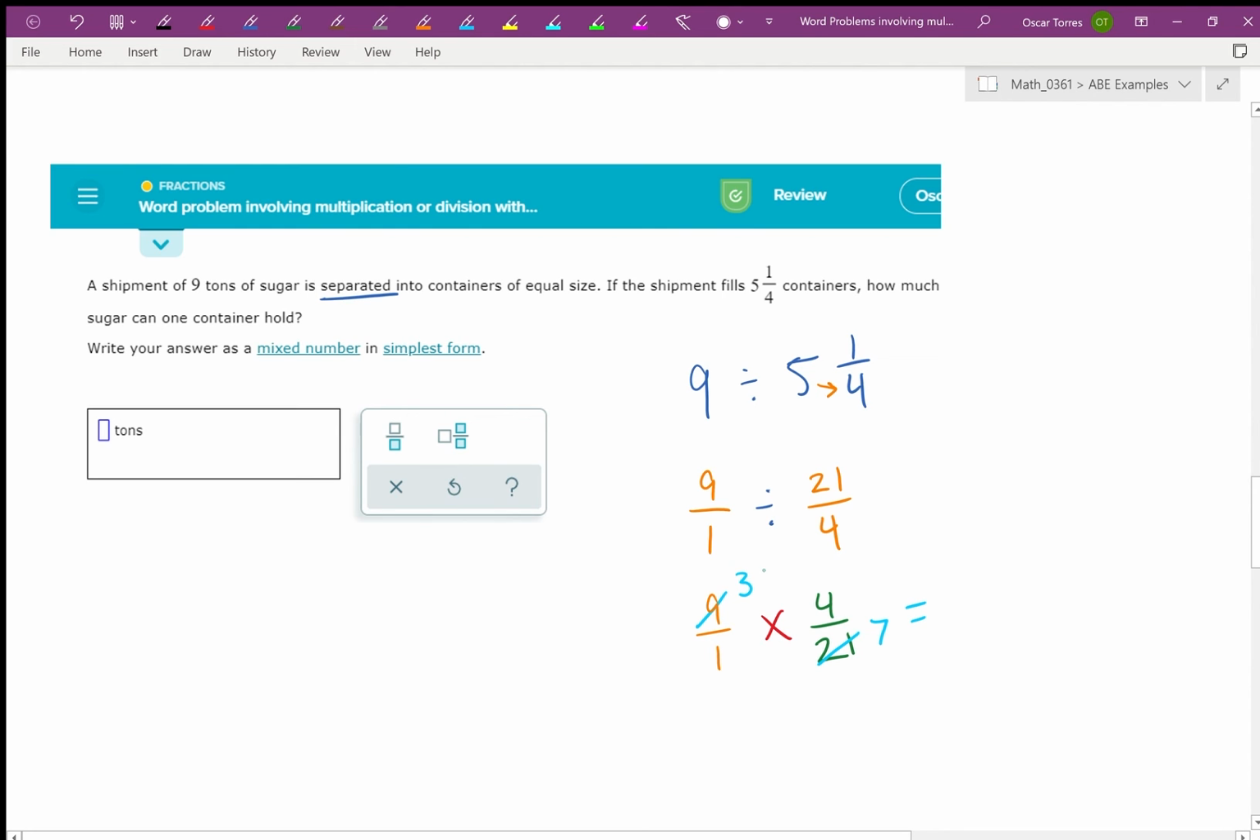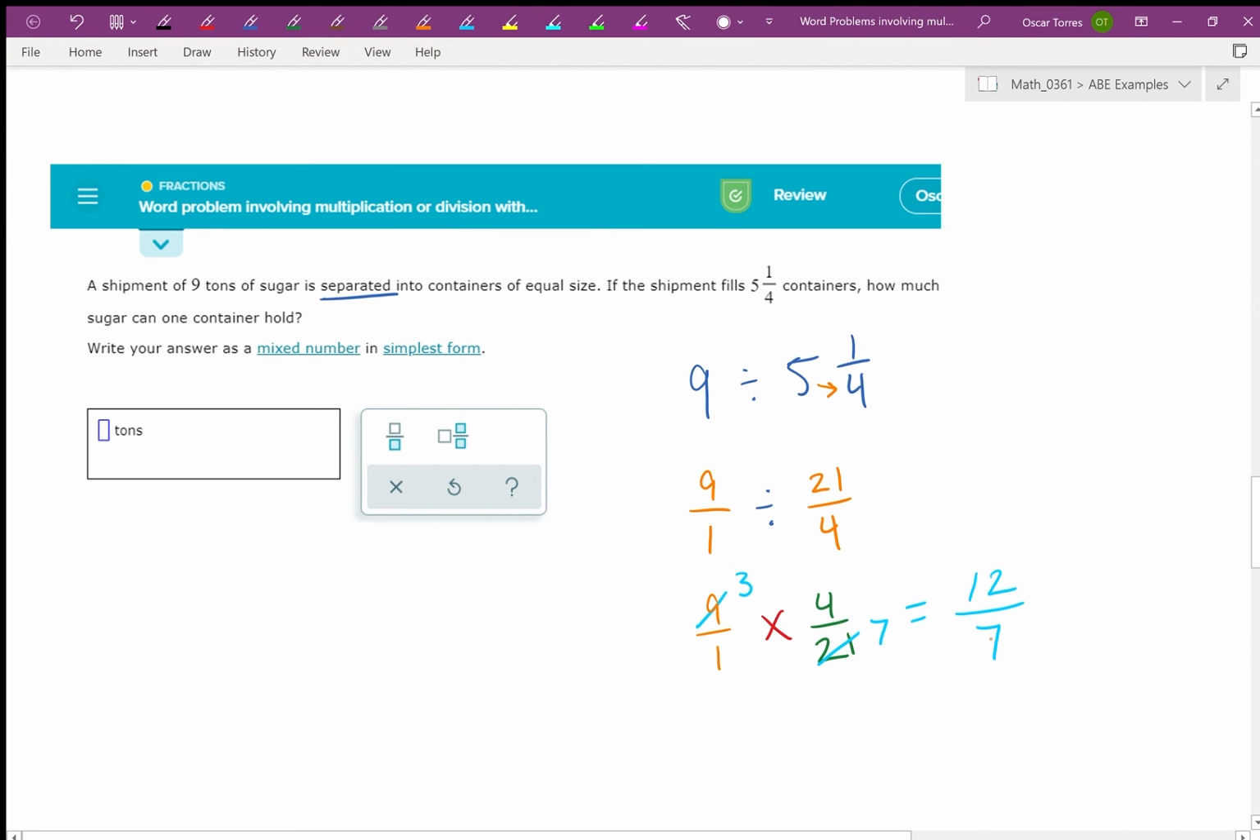Now that we simplified the diagonals, we multiply the numbers from left to right. 3 times 4 gives us 12, and 1 times 7 gives us 7. So this is our answer in terms of an improper fraction, but the problem does want us to turn it into a mixed number. So the last thing we do is actually divide these two values.